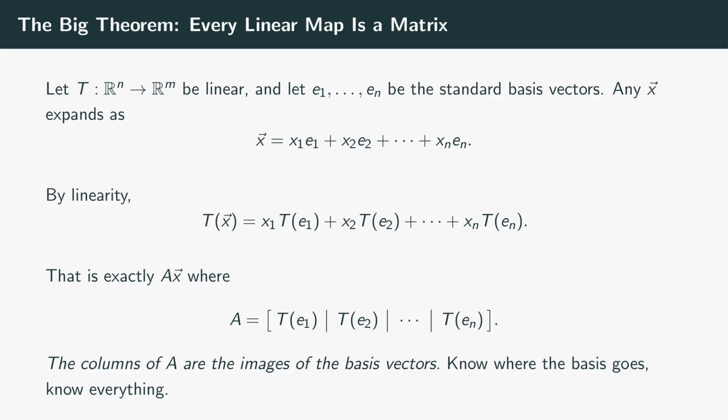Look at what that is. It is a linear combination of the vectors T of e1 through T of en with the components of x as the weights. But a linear combination of fixed vectors with the components of x as weights is precisely what matrix times vector means, when those fixed vectors are the columns. So the matrix of the transformation has, as its columns, the images of the standard basis vectors. This is the whole game. To capture a transformation completely, you only need to know where it sends the basis arrows. Everything else is forced.